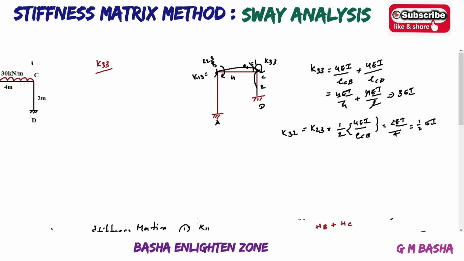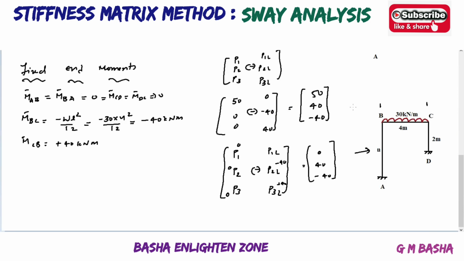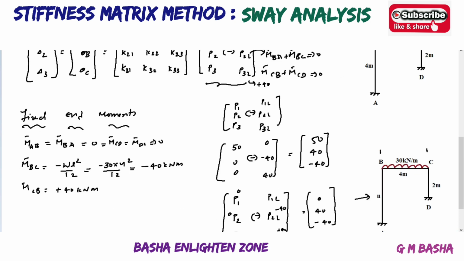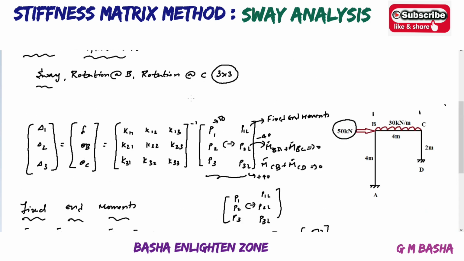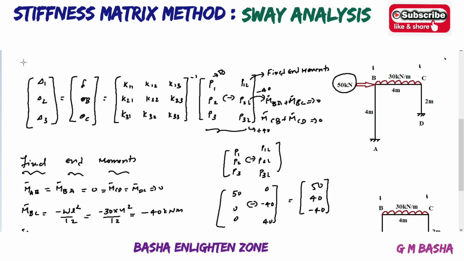Okay, so we got all the values, that is K11, K12, K21, K31, all the values. Just substitute in the formula, then see what are the moments obtained here. So this is the formula. Each and every value obtained here, I am taking below itself, here itself. So this is the formula.